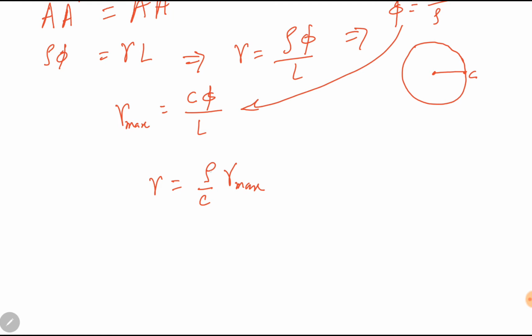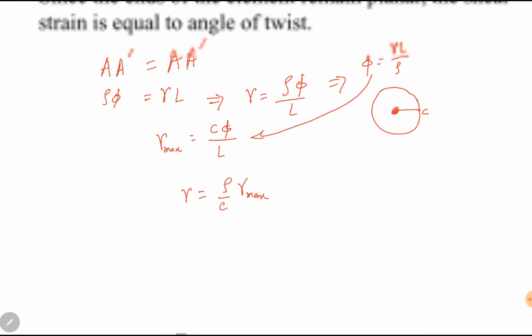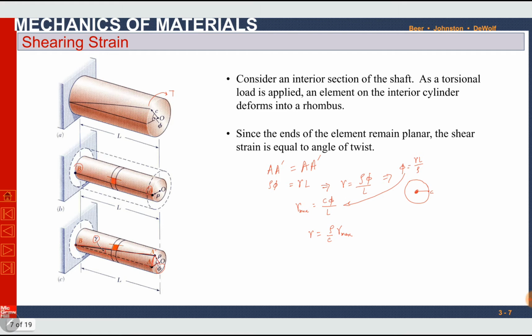If radius rho is equal to 0, we are at the center of the circle, and gamma will be 0. If rho is equal to C, it means maximum radius, and gamma will be gamma maximum. So shear strain is maximum at the outer radius, at the outer surface of the shaft. Okay, moving further, this is how we can calculate shear strain from this expression.